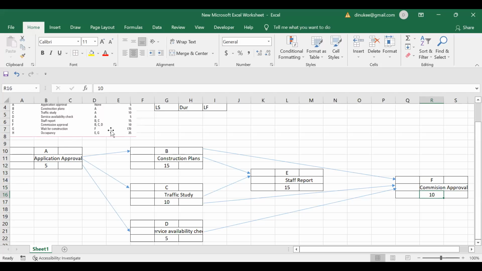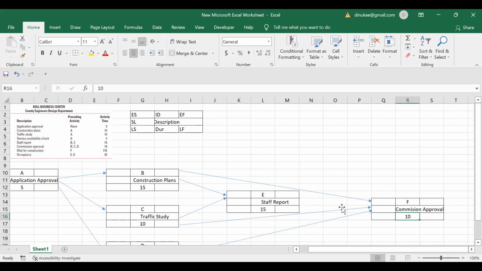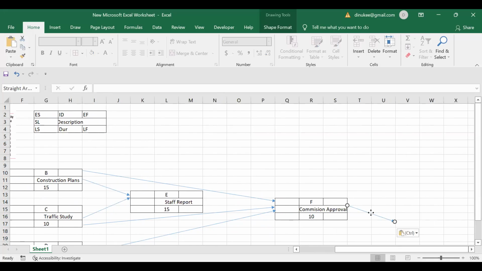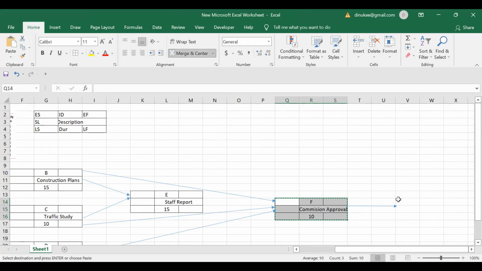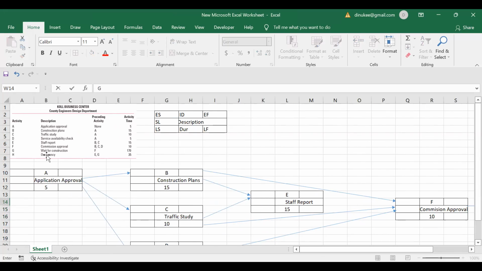So for activity G, what is the preceding activity? The preceding activity is only F. That means after completing F activity, you can just start to do your G activity. G activity, what is the name? The name is wait for construction and 170 days.